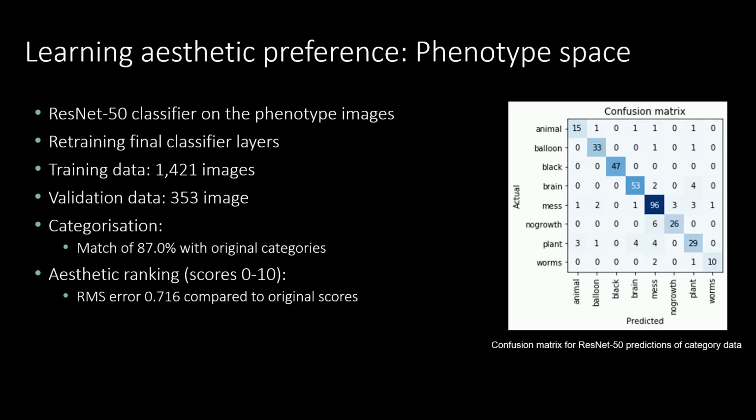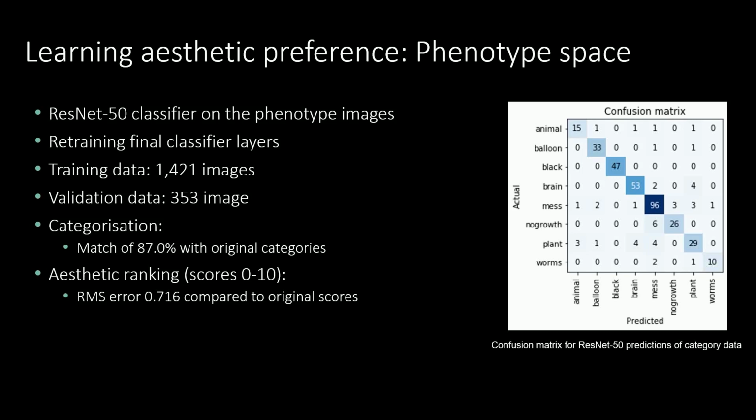For testing predictions based on the phenotype image, we again used a ResNet 50 network, retraining the final classifier layers of the network with the category and aesthetic ranking values from the cellular forms dataset. The dataset was divided into 1,421 training images and 353 validation images. The results were high levels of predictivity, with the ResNet 50 predictions matching 87% of the original category values and having a root mean square error of just 0.716 for the score values.